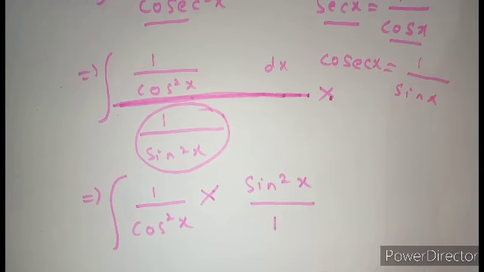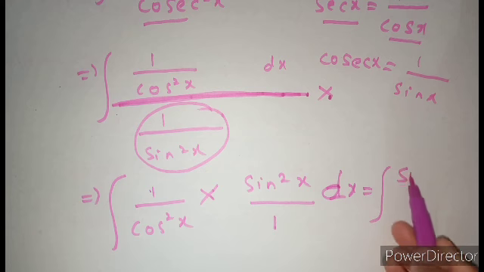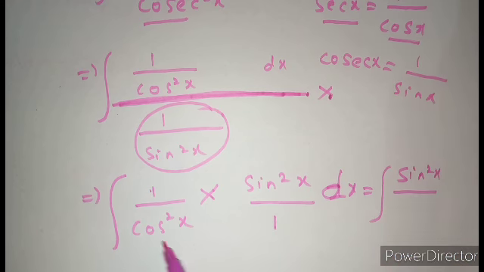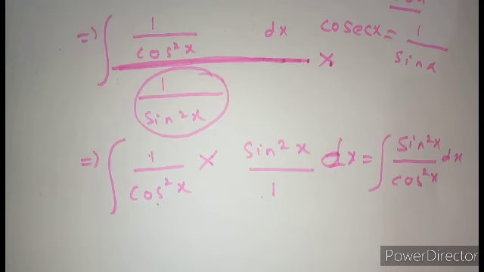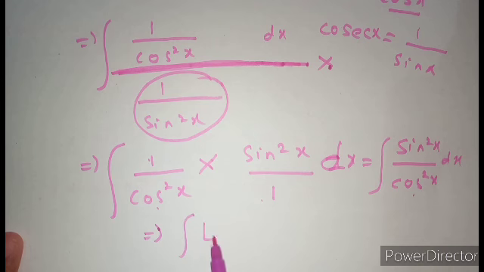Now 1 into sin square x is sin square x, right? So sin square x. Cos square x into 1 is cos square x, dx as it is. So sin x by cos x is tan x, right? So we have sin square x by cos square x. So integral of tan square x dx.